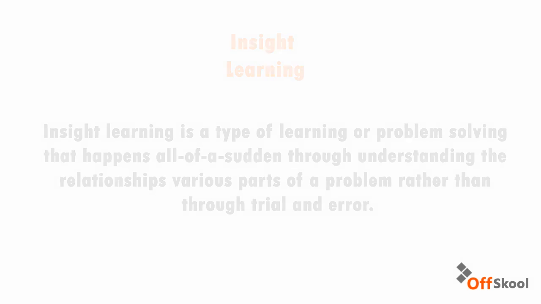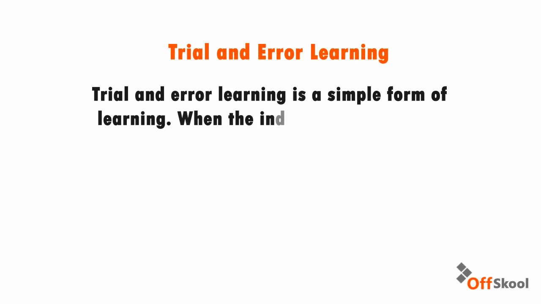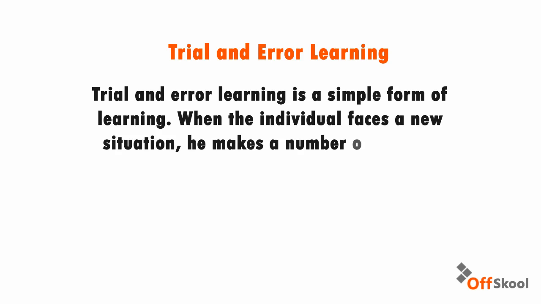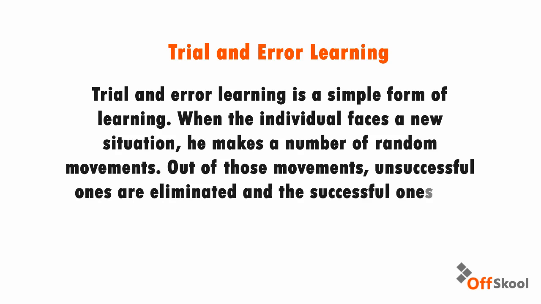Now, the third type of learning is trial and error learning. Trial and error learning is a simple form of learning. When the individual faces a new situation, he makes a number of random moves. Out of those moves, unsuccessful ones are eliminated and the successful ones are retained. For example, you're on a date and you make a hell of a lot of random moves, and some of them impress your date and some of them displease them. So you keep those moves which impress them, and you eliminate all those which weren't successful.